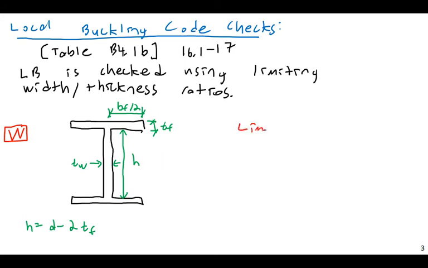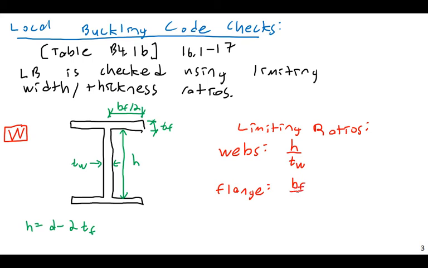The limiting ratios here are as follows. If I want to know whether a web is going to be slender, compact, etc., the limiting ratio is H over TW, the height of the web divided by the thickness of the web. For flanges, if I want to know whether a particular flange is compact or not, the ratio I'm going to use is simply BF over 2TF, as we've discussed previously.